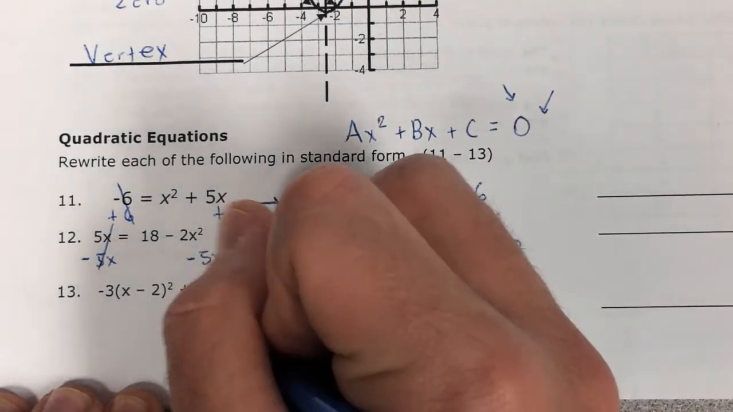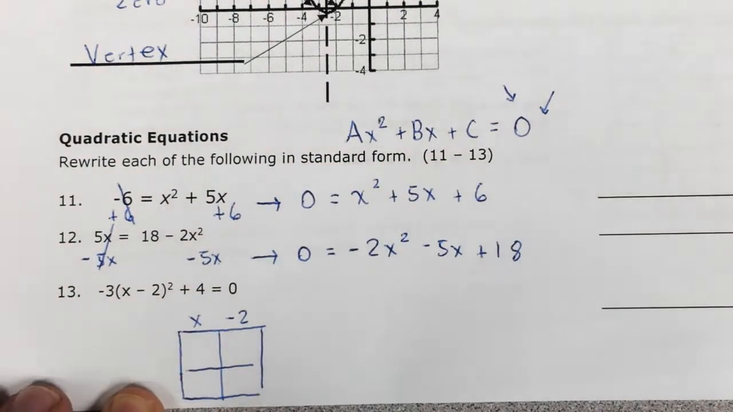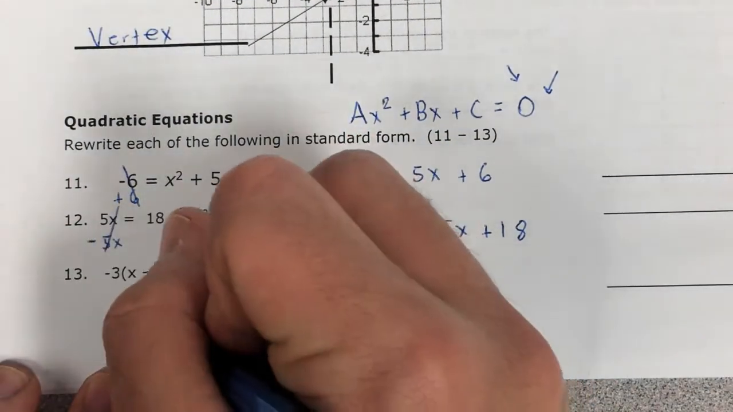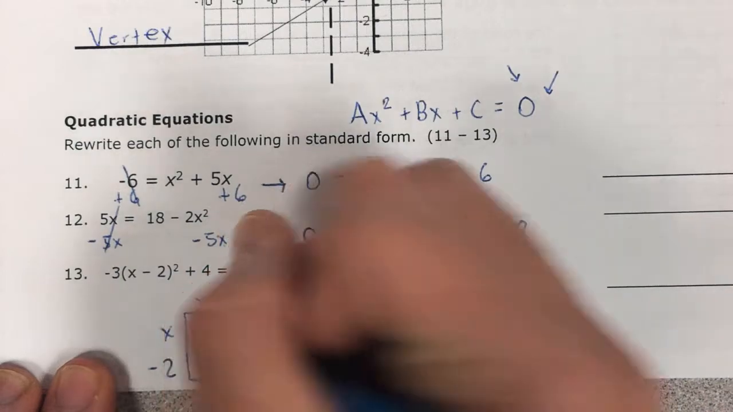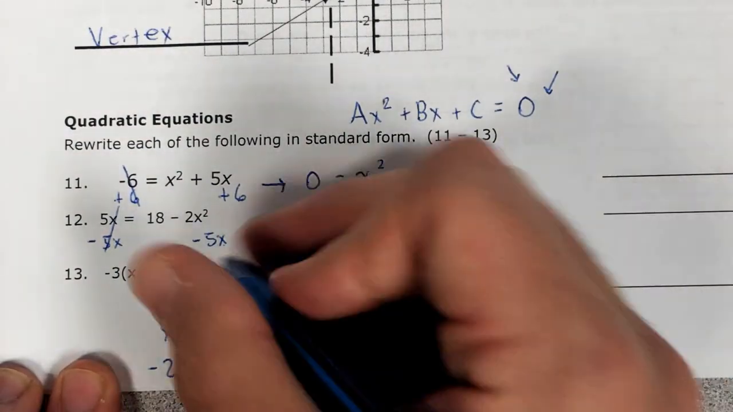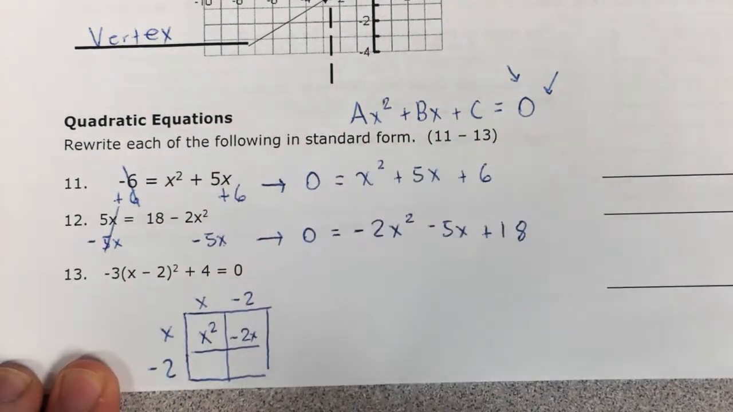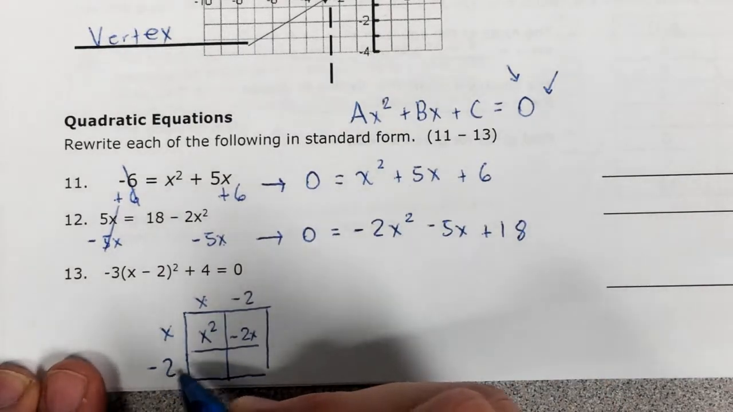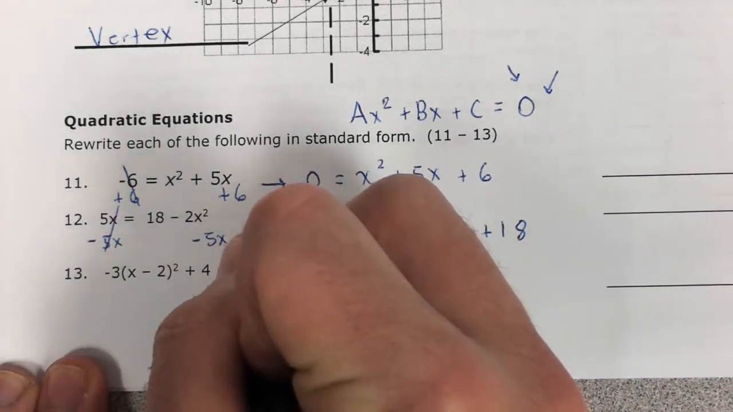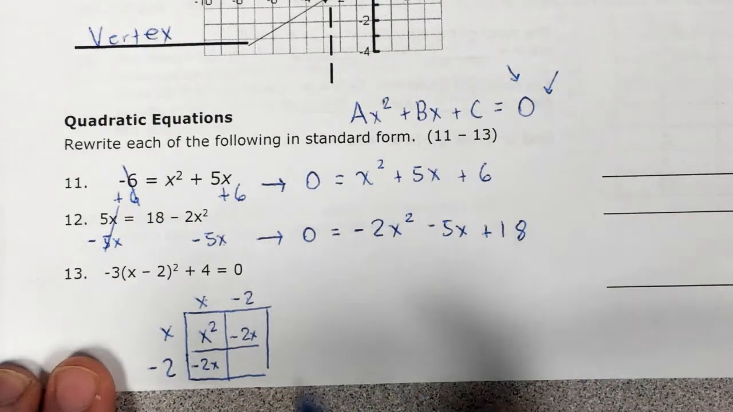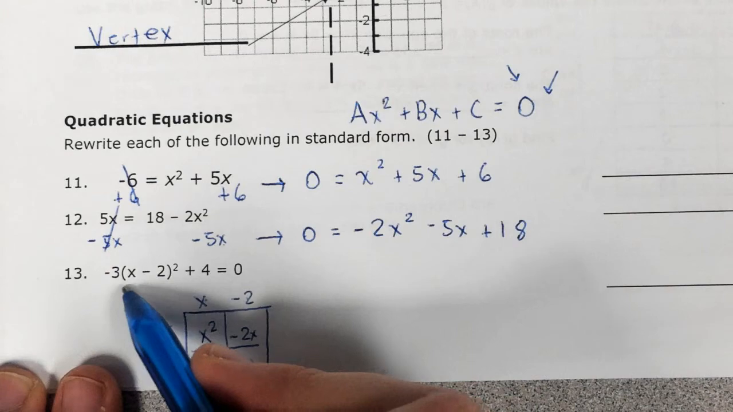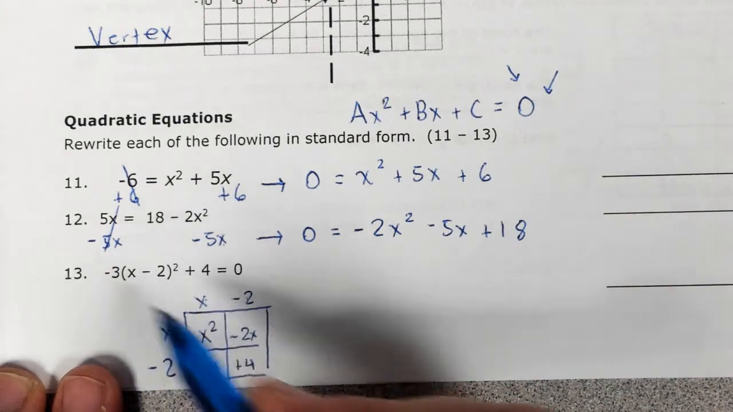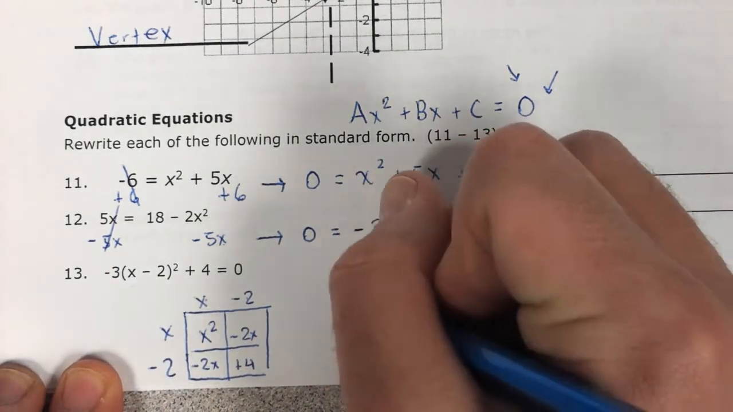I have x minus 2 on top, and because it's squared, it's another x minus 2. Cool, so what is x times x? x squared. x times negative 2, negative 2x. x times negative 2, negative 2x. And finally, negative 2 times negative 2, I get positive 4. So I just replaced everything that was in here. So don't forget that negative 3.